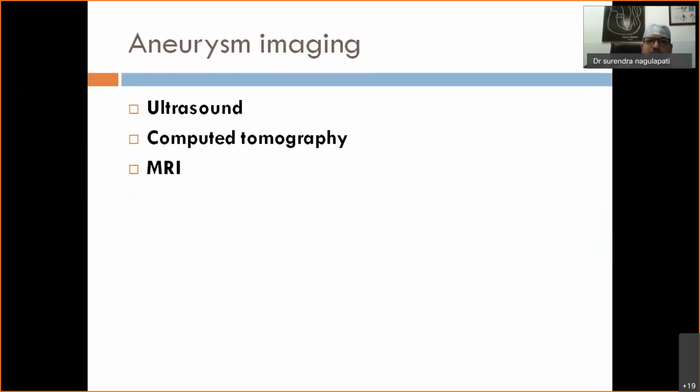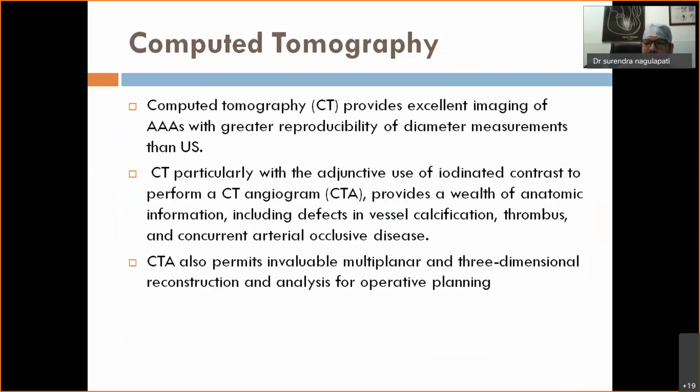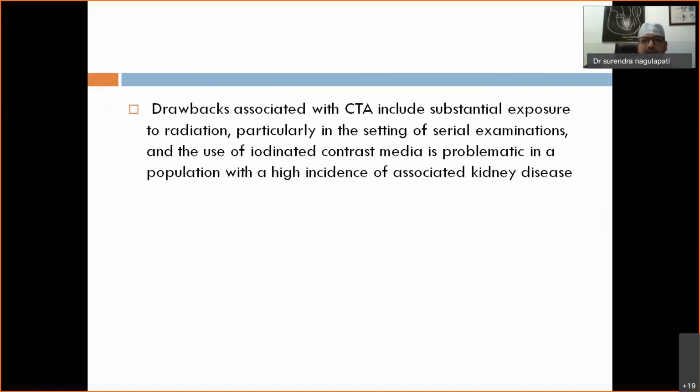Coming to aneurysm imaging, the imaging is by ultrasound, CT, and MRI. Ultrasound is mainly a modality for screening the patient, and to confirm and to plan for the procedure, we need CT angiography, which provides excellent details about anatomic information and defects in the vessel, calcification, thrombus, and concurrent arterial occlusive disease also. It also permits 3D reconstruction, which is very valuable in planning for the EVAR procedure or whatever procedure you are planning. The drawbacks associated with CT angiography include exposure to radiation and contrast media, which is a risk in kidney patients.